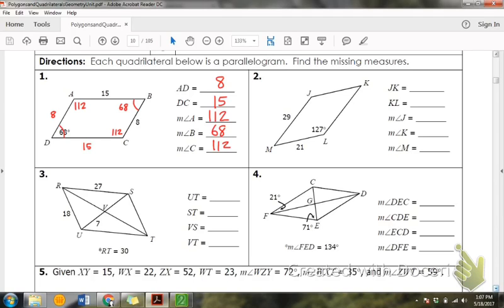Okay, number 3. Again, let's just look at our diagram. If RS is 27, what else do I know? Katie? UT is also 27. Good. Okay, if RU is 18, then how much is ST? Brian? Perfect.